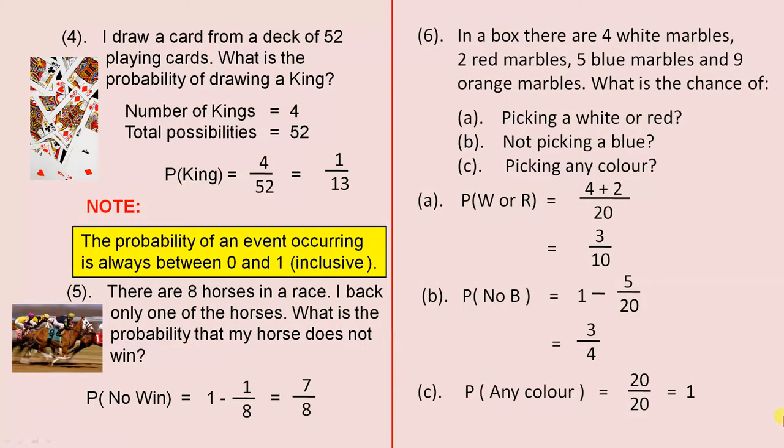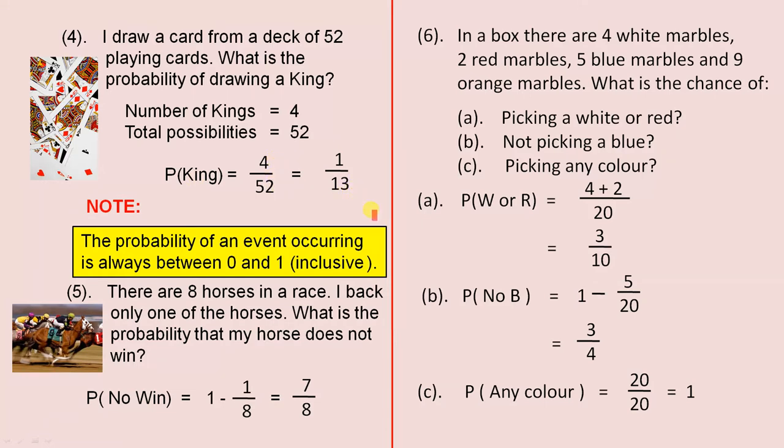Number 4, I draw a card from a deck of 52 playing cards. What is the probability of drawing a king? Now the number of kings in a normal deck is 4. The total possibilities are 52 because there are 52 cards. So the probability of drawing a king is 4 over 52, which is 1 over 13.